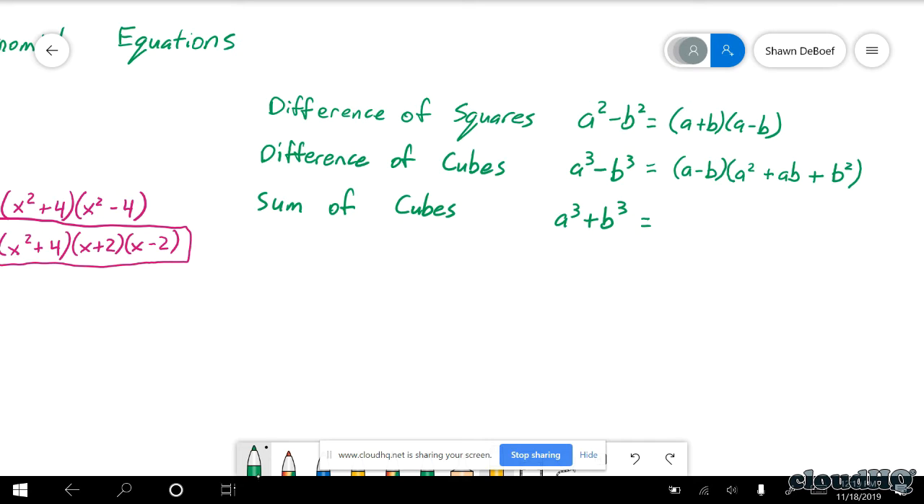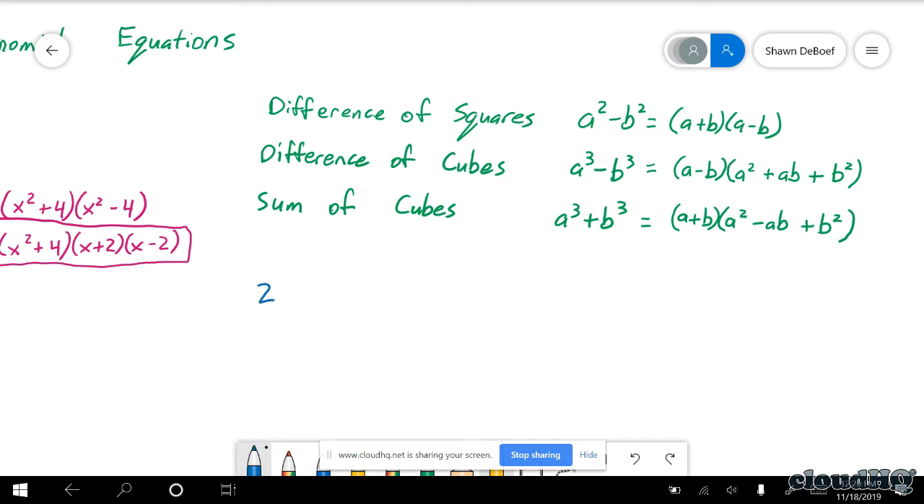And a sum of cubes is almost the same thing as that one, except we have to switch two of the signs. The binomial, instead of a minus b, is a plus b. And then the trinomial, the middle term, its sign will switch. So it'll be a squared minus ab plus b squared. So notice they're very similar. There are two sign changes from one to the other. And so now we'll go ahead and apply that.